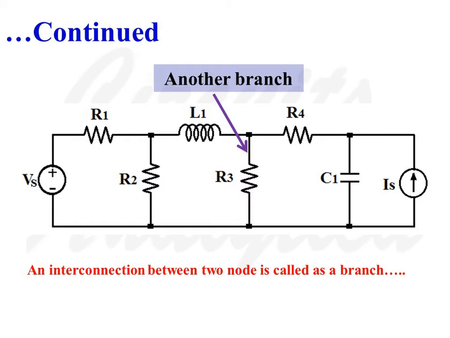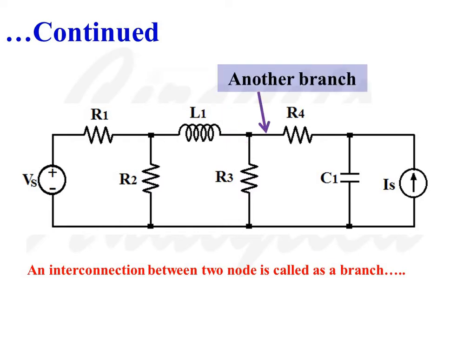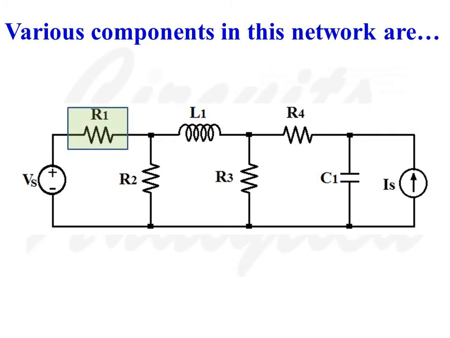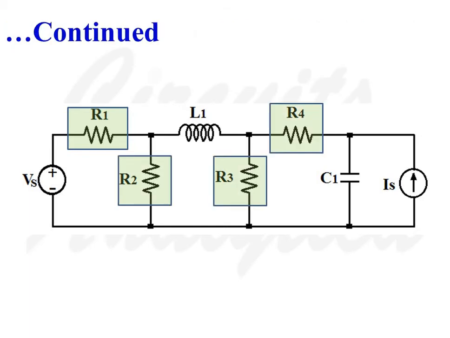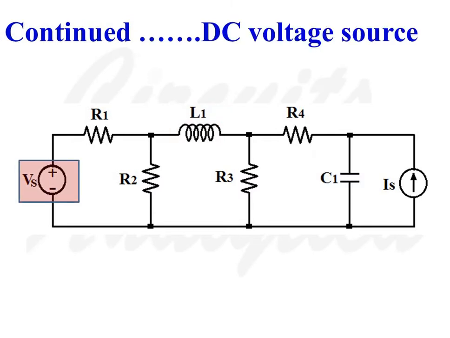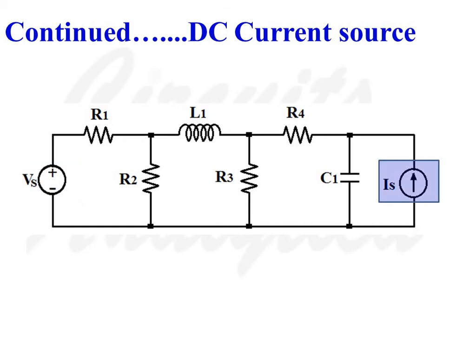This is a branch which connects node 3 and reference node. This branch interconnects node 3 and node 4. This is a branch which is connecting node 4 and reference node. This is another branch which connects node 4 and reference node. Various components in this network are resistors, then inductor, capacitor, then independent DC voltage source and independent DC current source.